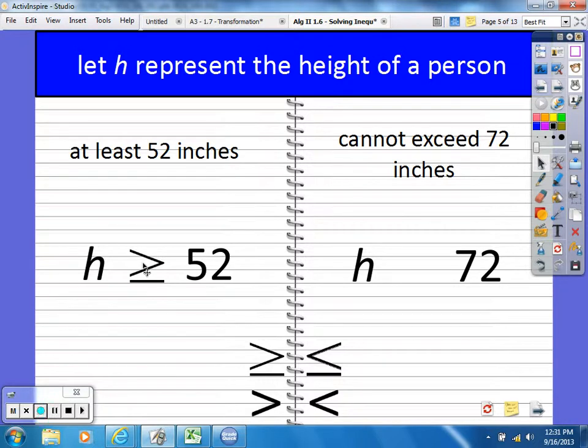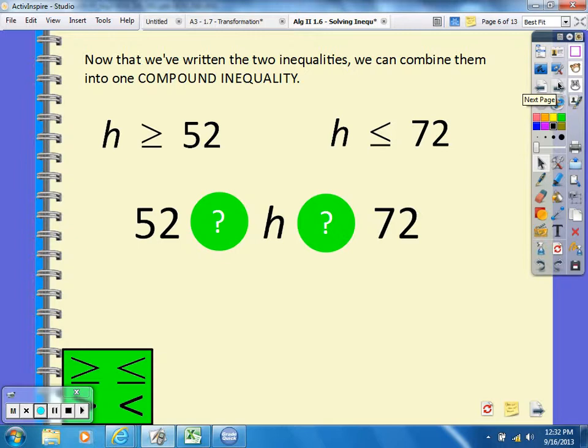Who thinks they can do the other half then? Come on up, Mackenzie. Go ahead and put in the symbol that you think would work for cannot exceed 72 inches. So I have to be less than or equal to 72, right? This is the same problem though, isn't it? Instead of writing two separate inequalities, I know that I have to be between 52 and 72. So I wonder, can I write this instead as a compound inequality, such as this way?